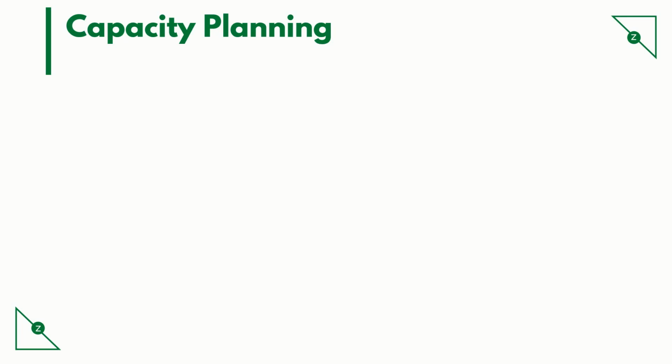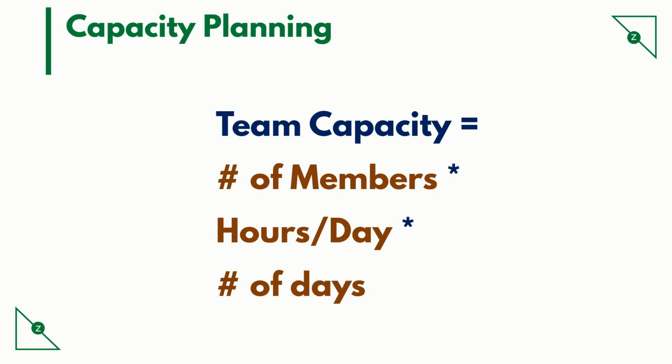Capacity planning. So how do we calculate capacity for a team? It's simple. Team capacity equals number of team members into hours per day into number of days. Before we look at an example, let's go into details.